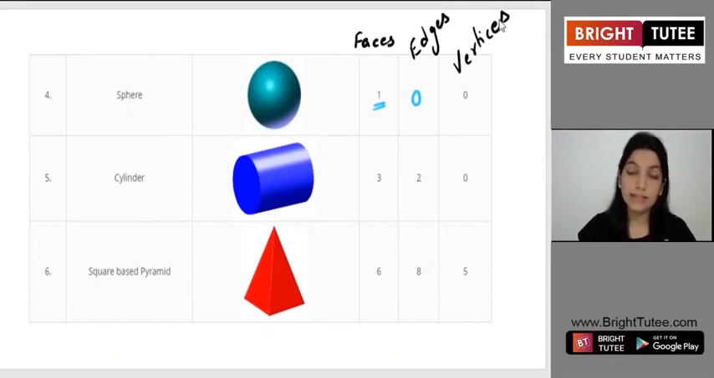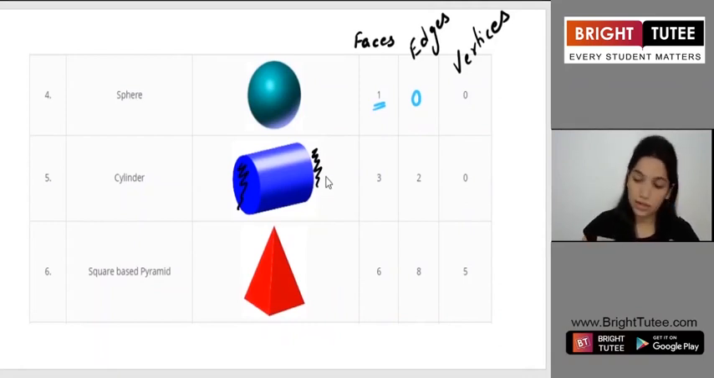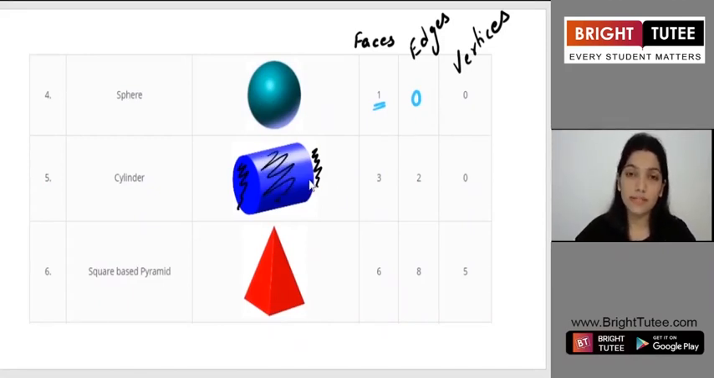Now moving to the cylinder. A cylinder has a total of 3 faces. Here on both the ends you will see 2 faces that are circular faces, and one complete face that you see here, the one that is making a rotation. This curved face is another face of this cylinder. So in total we have 3 faces.